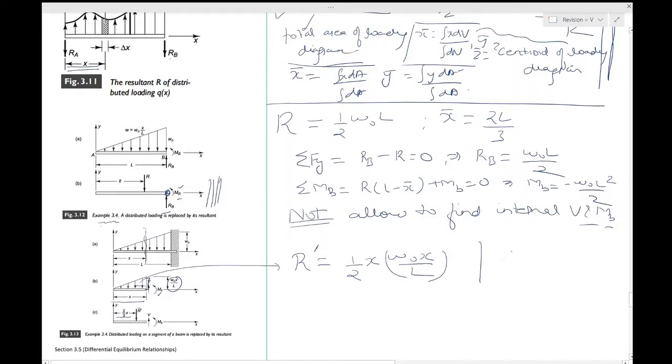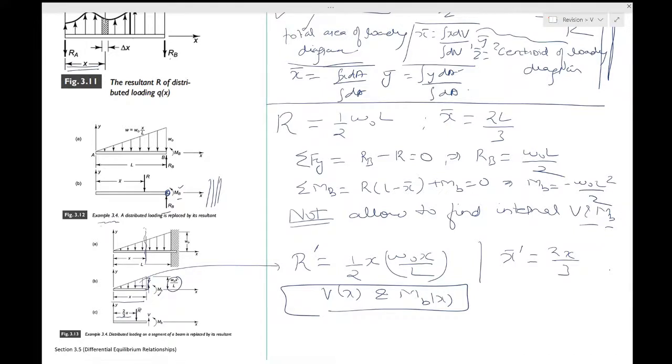So x dash bar is again 2x by 3. And once you have this, just like in the previous case, you can find the Vx and MVx. So even though this wouldn't work for the internal ones, by this hypothetical cut which you are making, you can make these forces external, and you can solve this.